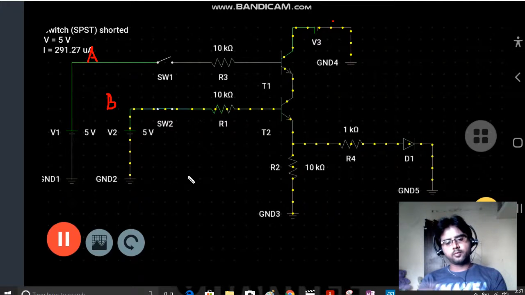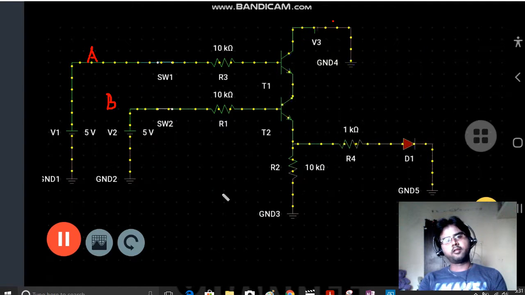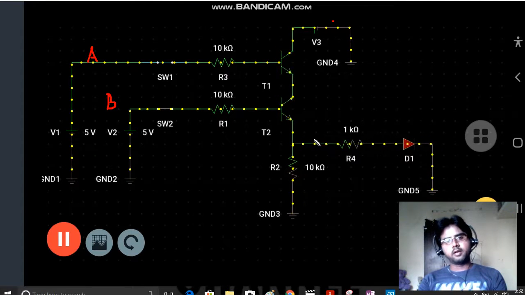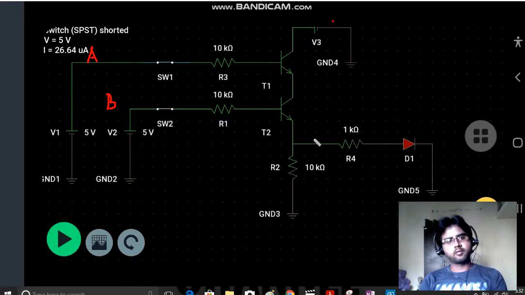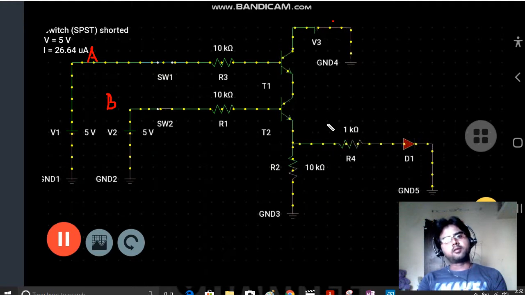Now I'm making both inputs to high state. In this case only, since both transistors are in on state, you are getting the current flow through the LED. So this is on. This is how we can understand the AND gate with the transistor analogy. Now making the simulation off, and this is on again. This is how the transistor analogy works for the AND gate.